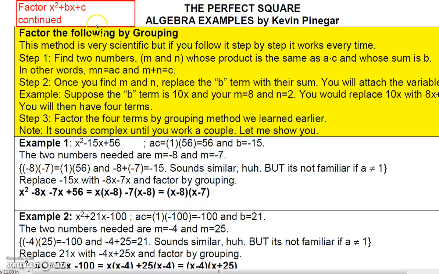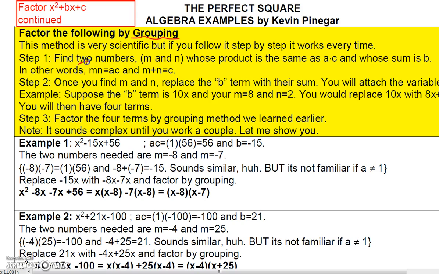Okay, so in this section we're going to continue factoring trinomials of the form 1x squared plus bx plus c. But in this section we're going to do it using the grouping method. So let me give you the steps that you need to do the grouping method. Okay, so here's what you want to do.